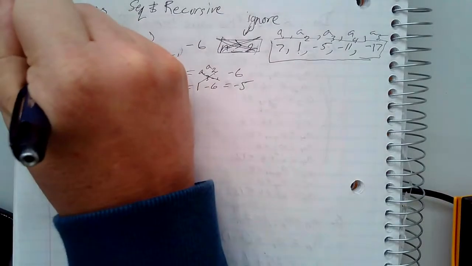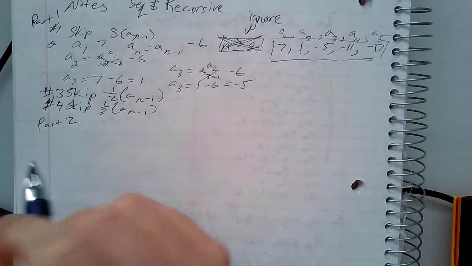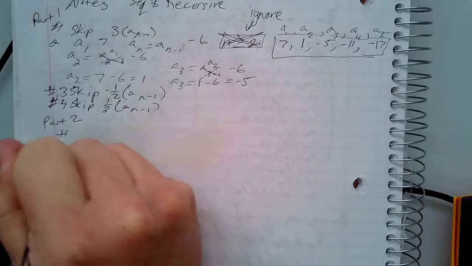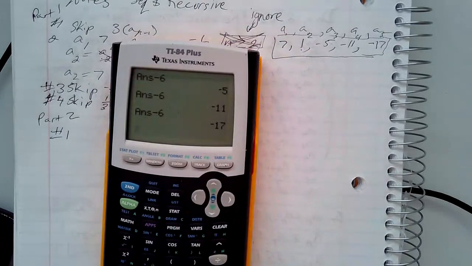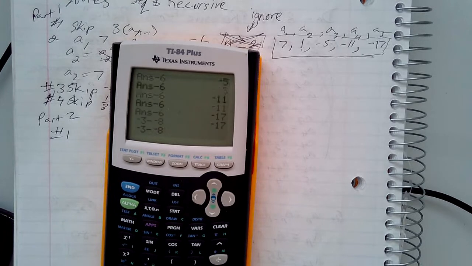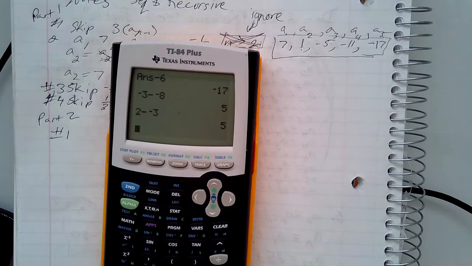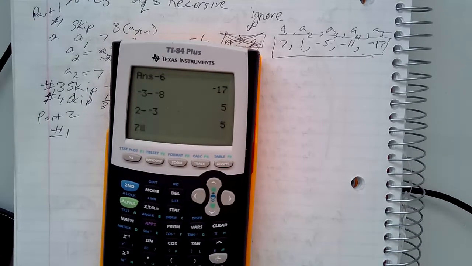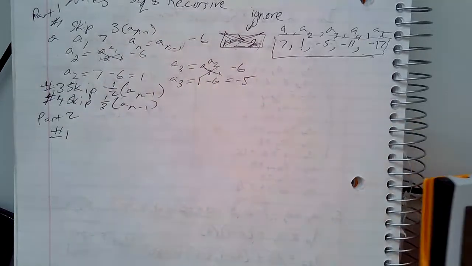All right, part 2. This is part 1. So part 2. Part 2, number 1, you can tell that this is arithmetic because we take the second term, which is negative 3, minus the first term, which is negative 8, and we find it's 5. Then we take the third term minus the second term and find 5. So we take the fourth term minus the third term and find 5. So our common difference is always 5.